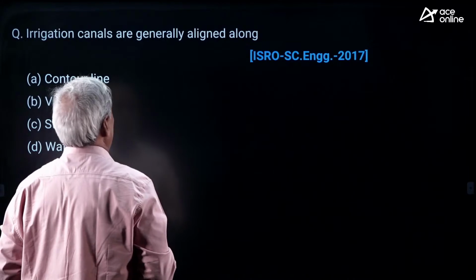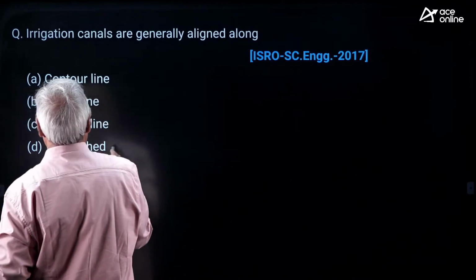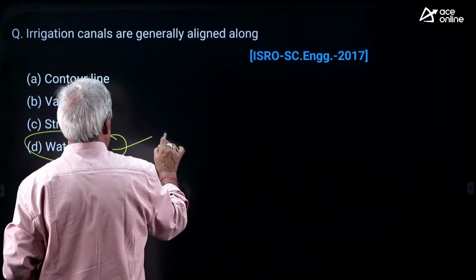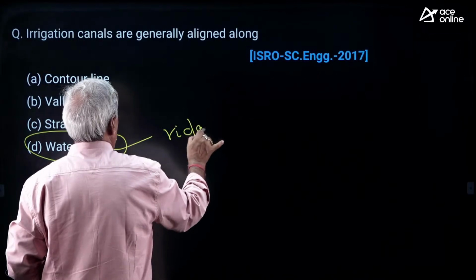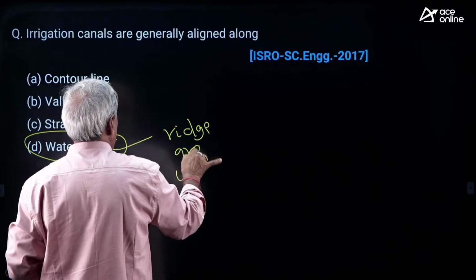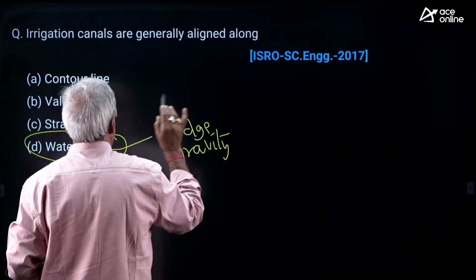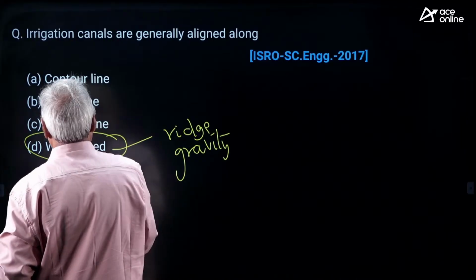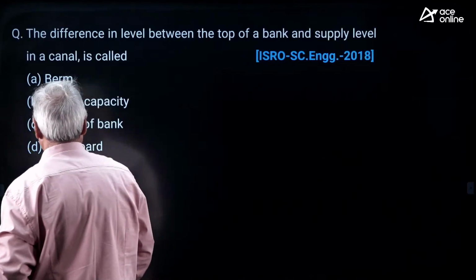Irrigation canals are generally aligned along, I told you, the watershed line, also called ridge line, also called gravity line, from higher elevation to lower elevation. So ridge line or watershed line is the correct answer.